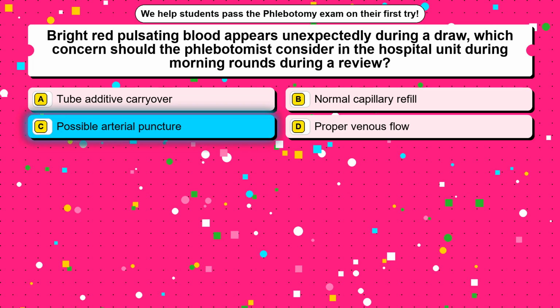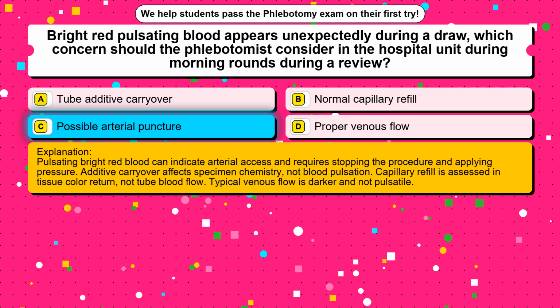The correct answer is option C. Possible arterial puncture. Pulsating bright red blood can indicate arterial access and requires stopping the procedure and applying pressure. Additive carryover affects specimen chemistry, not blood pulsation. Capillary refill is assessed in tissue color return, not tube blood flow. Typical venous flow is darker and not pulsatile.